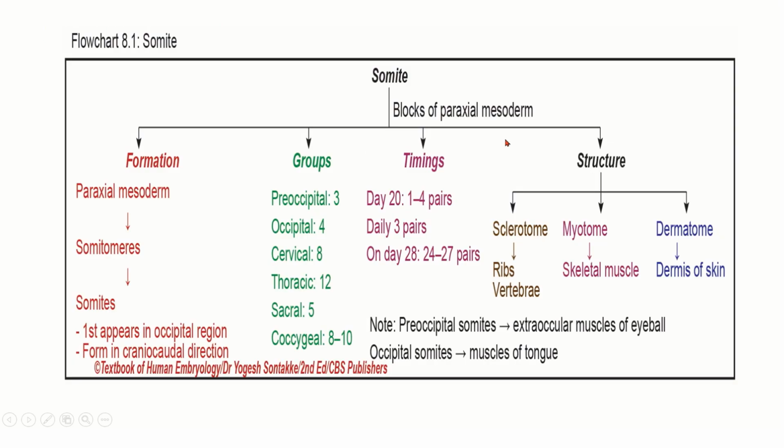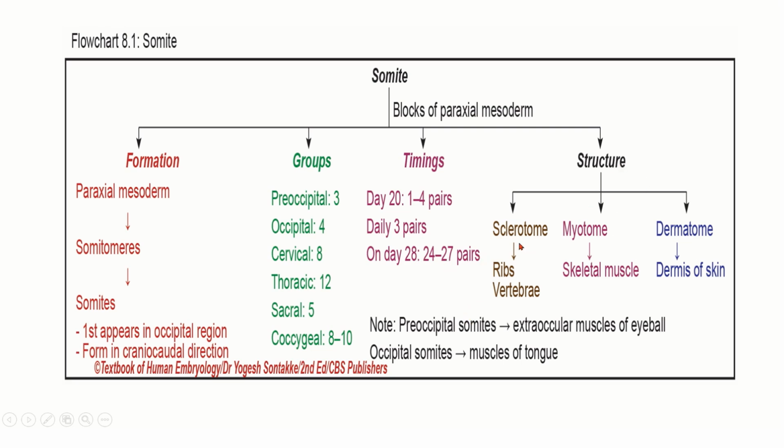So somites, these are the blocks of paraxial mesoderm. The formation: paraxial mesoderm, somatomeres, somites, the first appearance in the occipital region and extends in craniocaudal direction. Preoccipital 3, occipital 4, cervical 8, thoracic 12, sacral 5, coccygeal 8 to 10. So day 20, 1 to 4 pairs, on day 30, 34 to 35 pairs. Daily 3 pairs are getting added up.